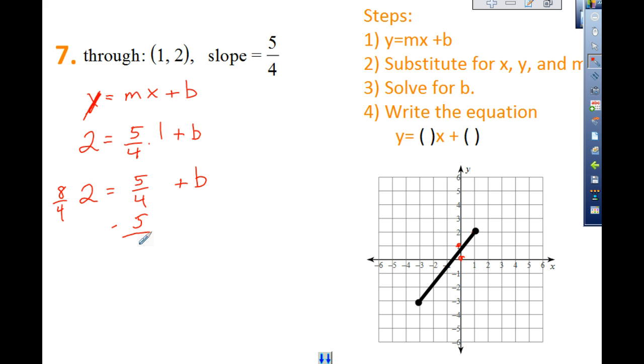Common denominator. Line up with a denominator of 4. So 8 times 5.